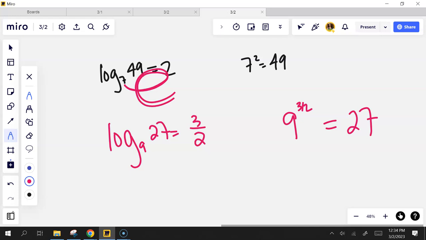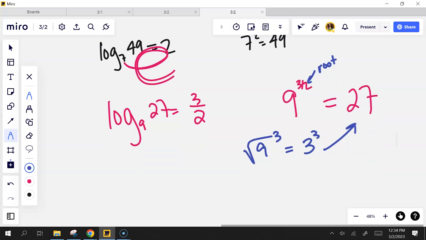Remember rational exponents. So this is your root. So this would be the square root of 9 to the third power, which is 3 to the third power, which is indeed 27. What if it's not true? These will all be true if you're just changing the form. Perfect. Yes, if we're changing form.